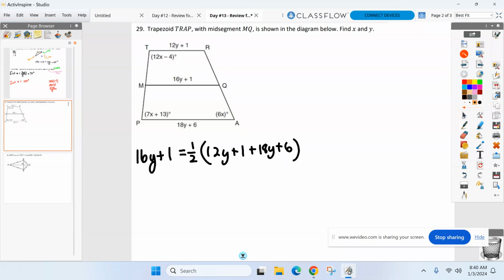So that's how we're going to find y anyway. So we'll solve that for y and then worry about x. Mid-segment, half the sum of the bases. So let's clean this up. Keep going. I'll stop there. You guys can keep going. You can distribute the 1/2. If you don't want to distribute the 1/2 and want to get rid of it right away, you can multiply both sides by 2. But your call.